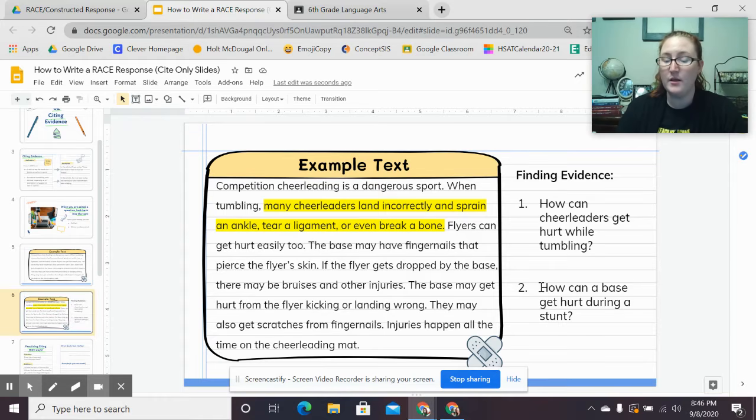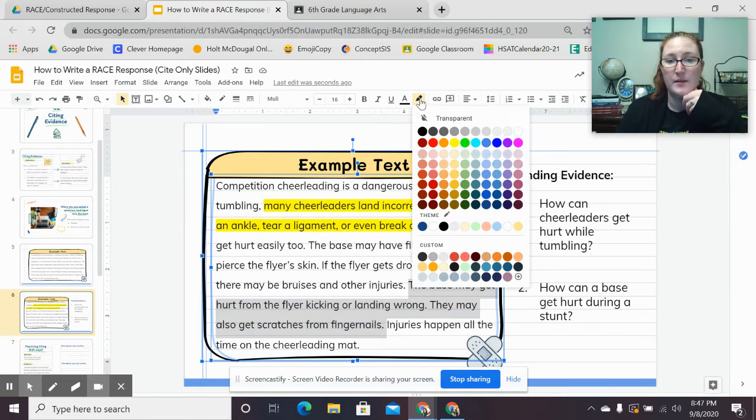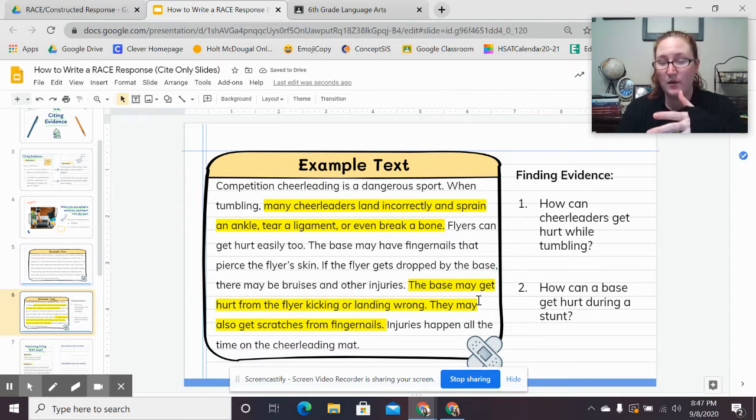Down here, my second question says, how can a base get hurt during a stunt? So I need to look for the section where it talks about how they can get hurt. Here it talks about the base may have fingernails, but that's about the base hurting somebody. That's not about how they could get hurt. Here, it says the base may get hurt from the flyer kicking or landing wrong. They may also get scratches from fingernails. So I selected that, then I go up to my highlight tool. Now, here's an example of why some RACE responses could be short and some can be long.